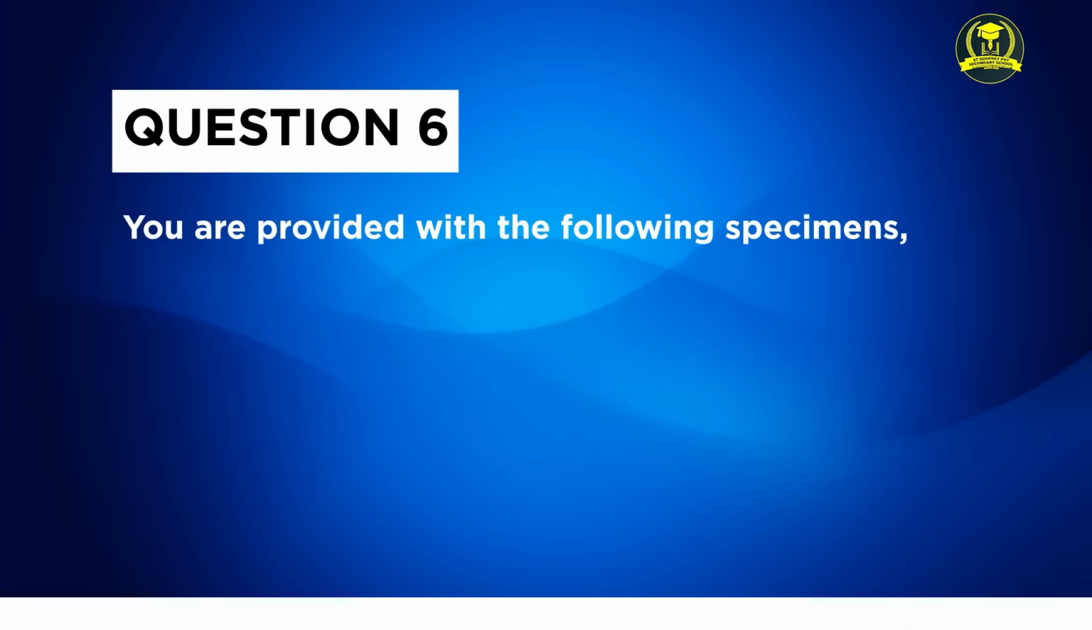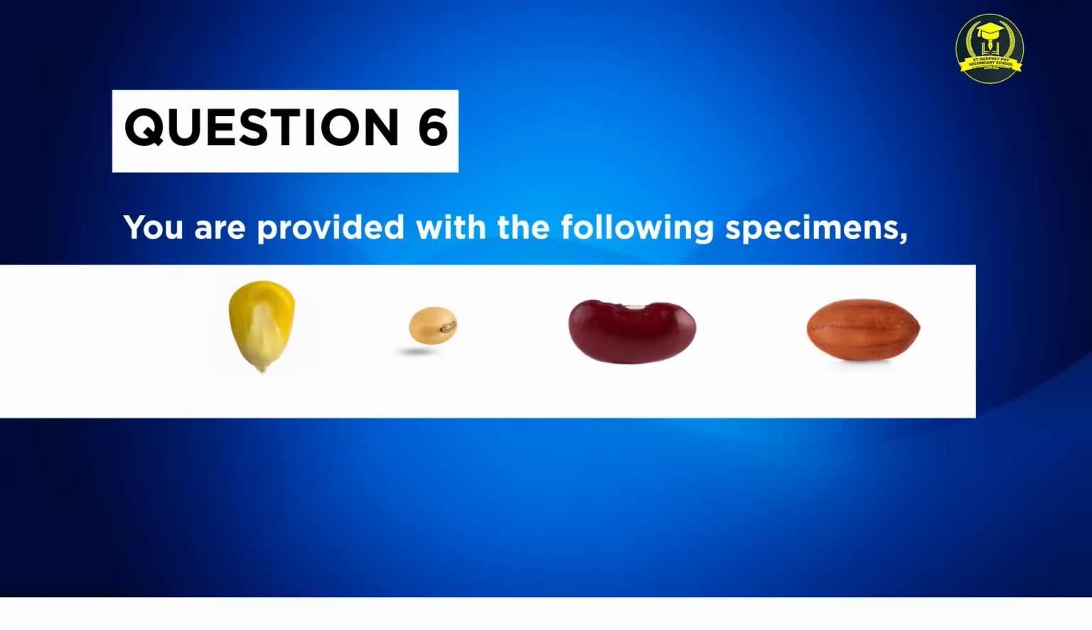Question number 6. You are provided with the following specimens. Number 1, maize seed, labeled specimen K. Number 2, sorghum or millet seed, labeled specimen L. Number 3, bean seed, labeled specimen M. Number 4, groundnut seed, labeled specimen N.